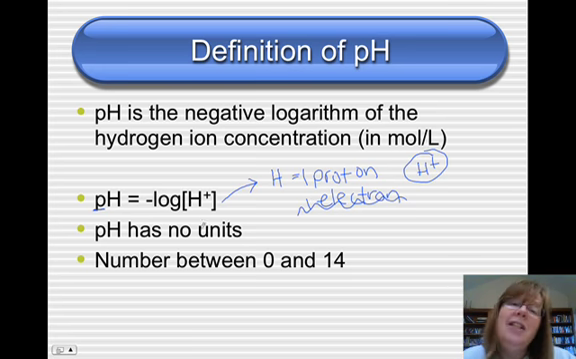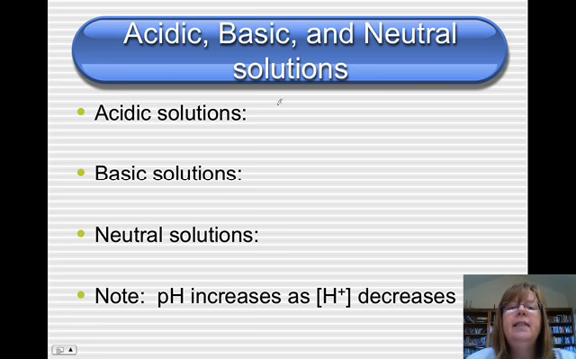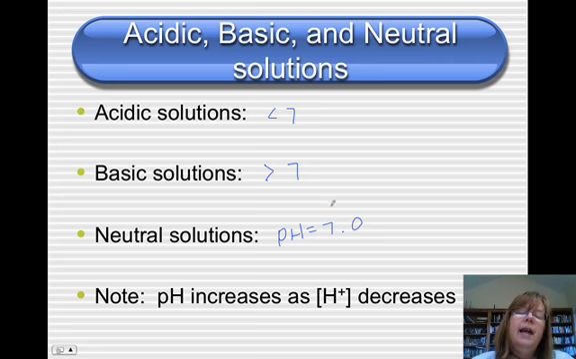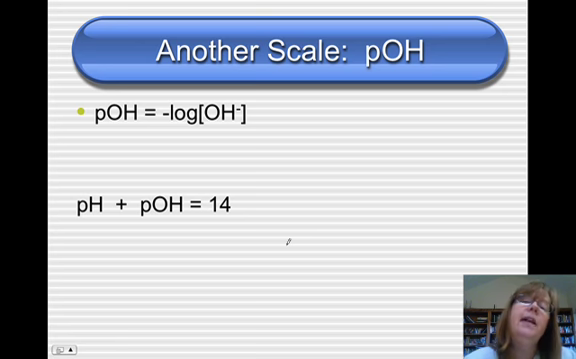All right, so pH doesn't have any units, and it's a number between 0 and 14. Acidic solutions have a pH that is less than 7. Basic solutions have a pH greater than 7, and neutral solutions have a pH exactly equal to 7. Now, as your pH goes up, it's becoming more basic, so it means that there are fewer protons in solution. All right, well, there's another scale that's called pOH, and remember, this P here means negative log.